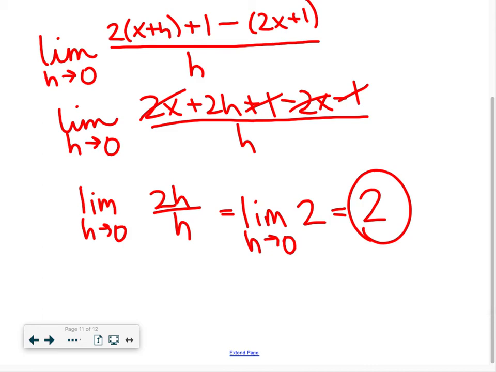Your homework is super important tonight. You have to practice the limit of the difference quotient. You have to practice those rationals where 0 ends up in the denominator. If you have questions, come visit me after school. I'll be here.